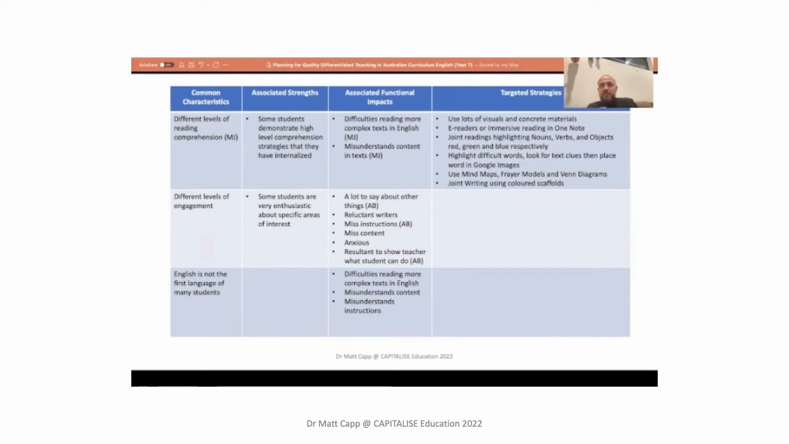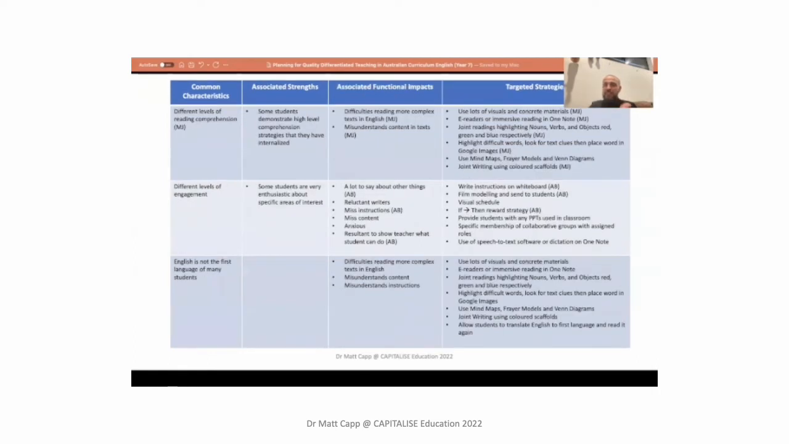But these are targeted strategies because we've thought about the common characteristics of our students, their associated strengths and functional impacts. Around different levels of engagement, some students are very enthusiastic, others have a lot to say about other topics, are reluctant writers, miss instructions, miss content, can be anxious, and are reluctant to show teachers what they can do. We could write the instructions on the whiteboard if students miss them. We could film our modeling and send it to students. We could use a visual schedule. We could use an if-then reward strategy: if you do this, then you get this reward. Provide students with any PowerPoints used in the class, or we could use speech-to-text software or dictation in OneNote.